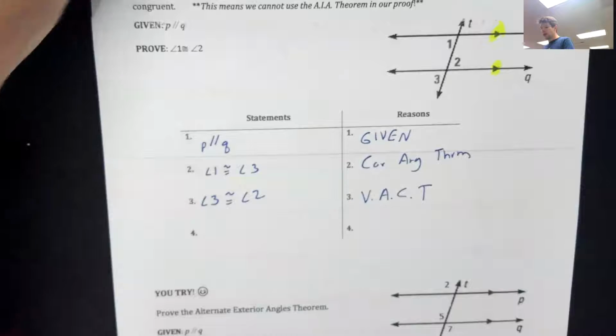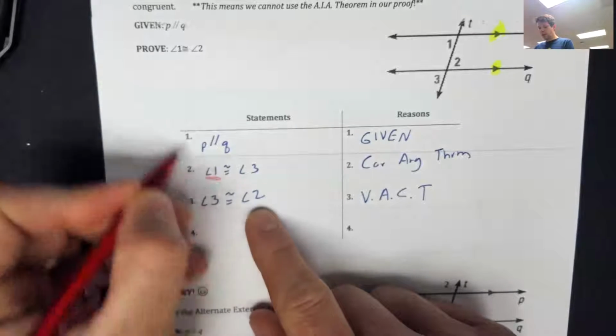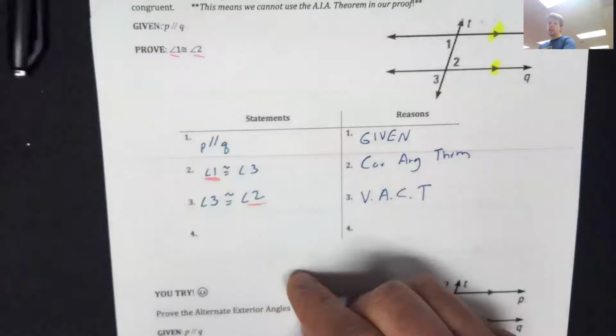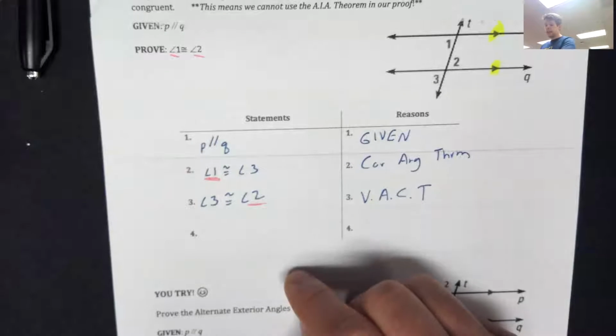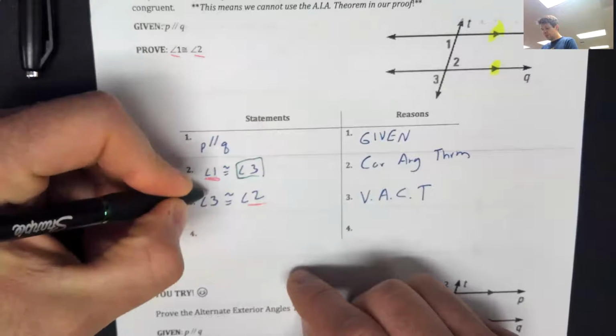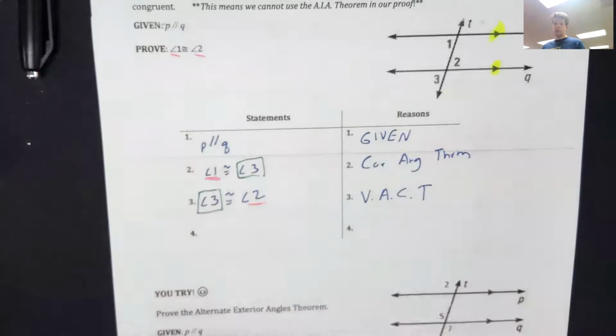And I also noticed that in my congruent statement, I've already incorporated angle 1, which is awesome, and angle 2, which is also great. The only other thing that is in these statements is angle 3. And the best part about angle 3 is that it shows up in both statements. Angle 3 is congruent to angle 1, and angle 3 is congruent to angle 2.